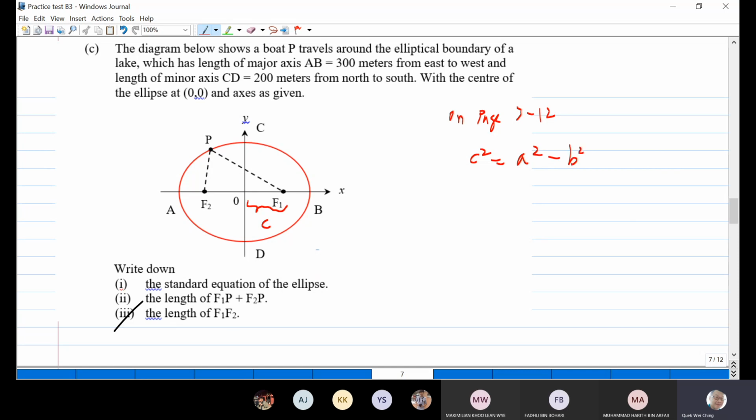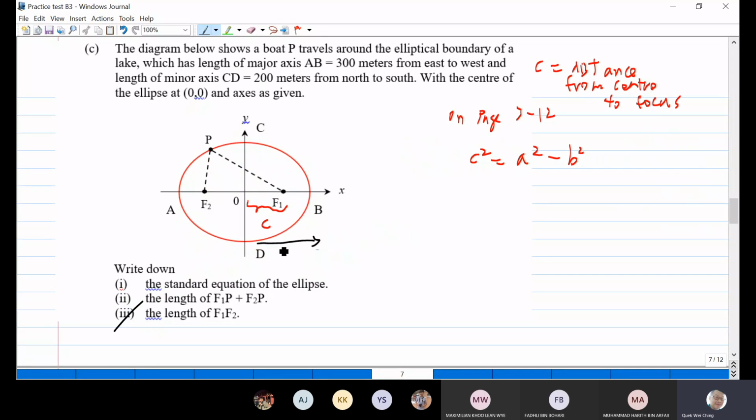Distance from origin to center, right? C is the distance from center to focus. The distance from center to focus is called C here, and the formula is C squared equals A squared minus B squared. You only need to know what A is now, so this distance is A here.